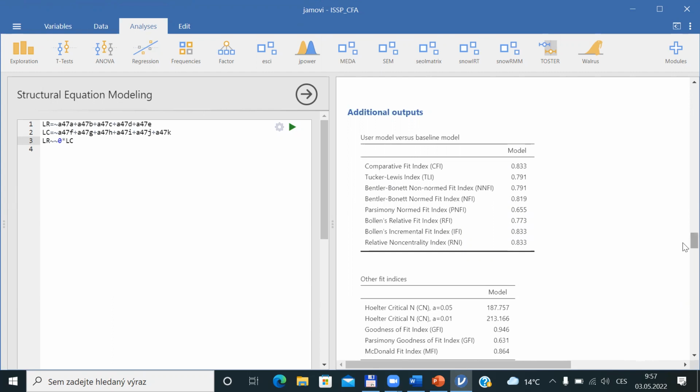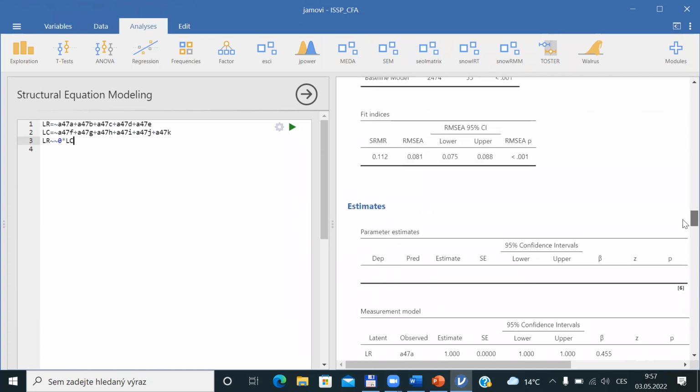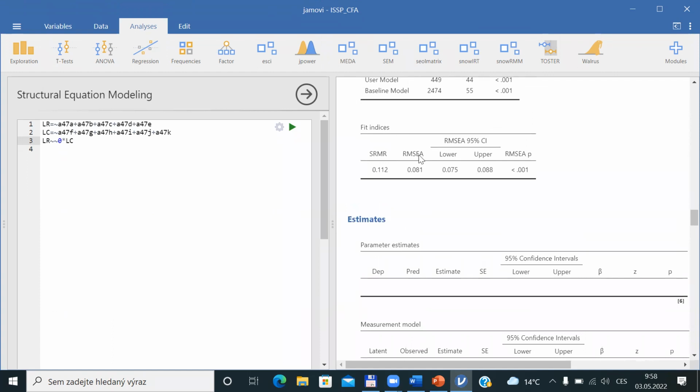So that's about CFI, TLI, and you can see all the rest of these alternatives are quite low. Usually, once again, for benchmark, we are using the value of approximately 0.9. And if I go back to fit indices, we can also check SRMR and RMSEA. And once again, the recommendation for SRMR is usually below 0.05, for RMSEA below 0.08.